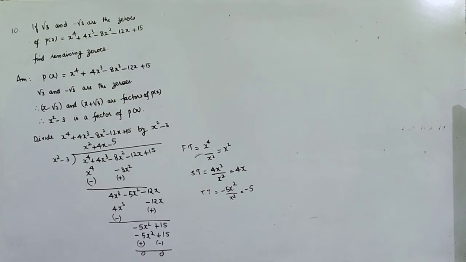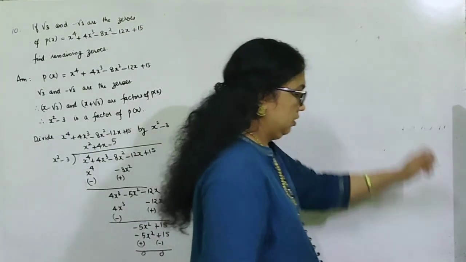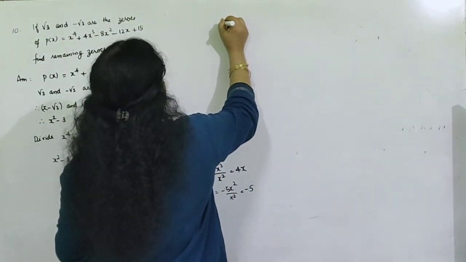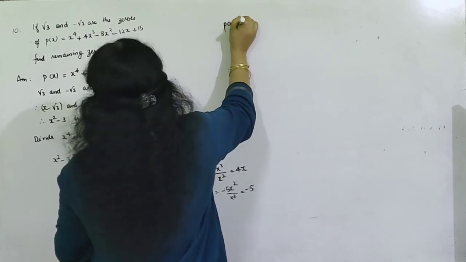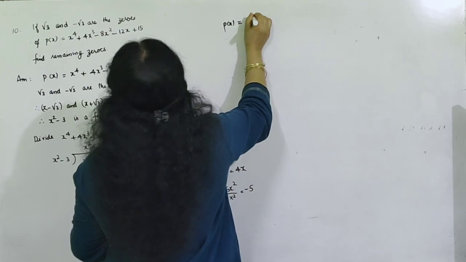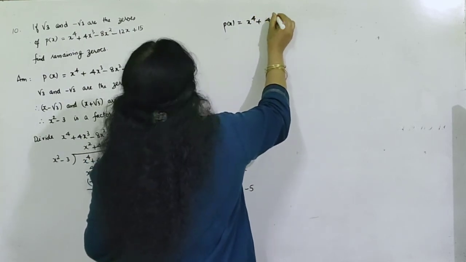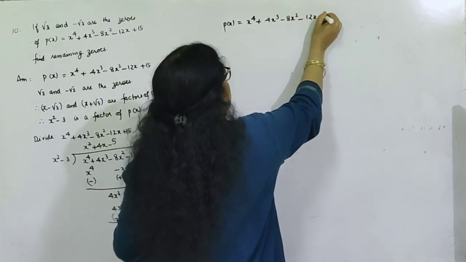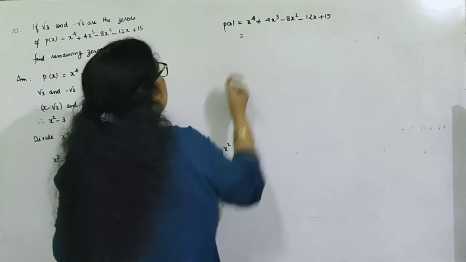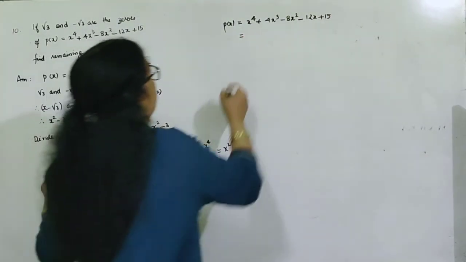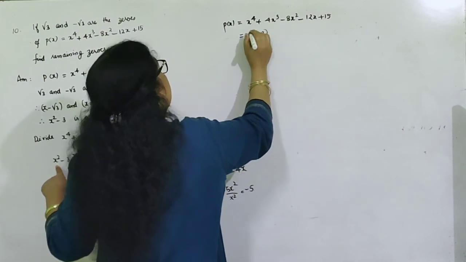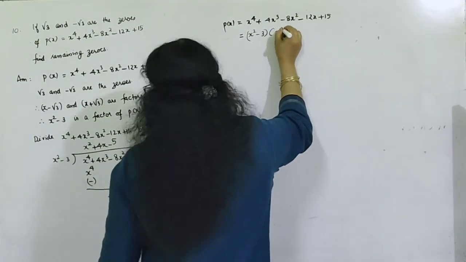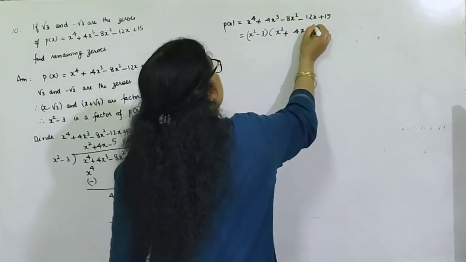Now we have to write it in the standard form. Dividend equal to divisor into quotient. So dividend p of x equal to x raised to 4 plus 4x cube minus 8x square minus 12x plus 15. Now on division we got that the divisor is x square minus 3. So x square minus 3 into the quotient, which is x square plus 4x minus 5.